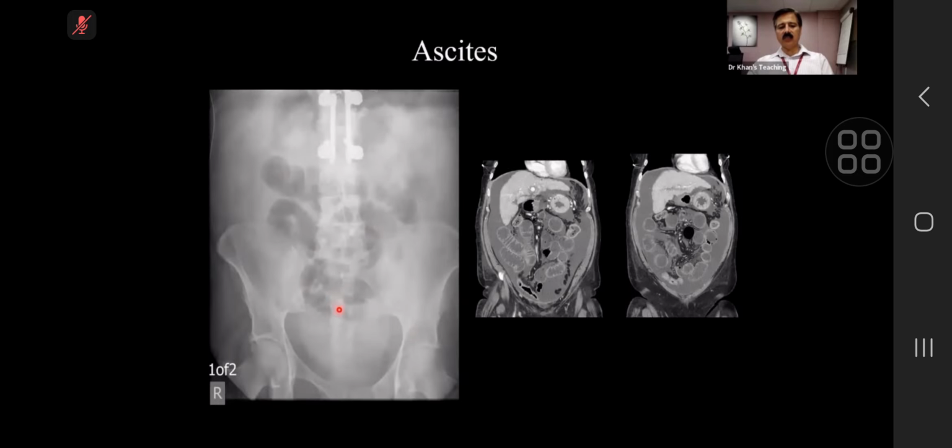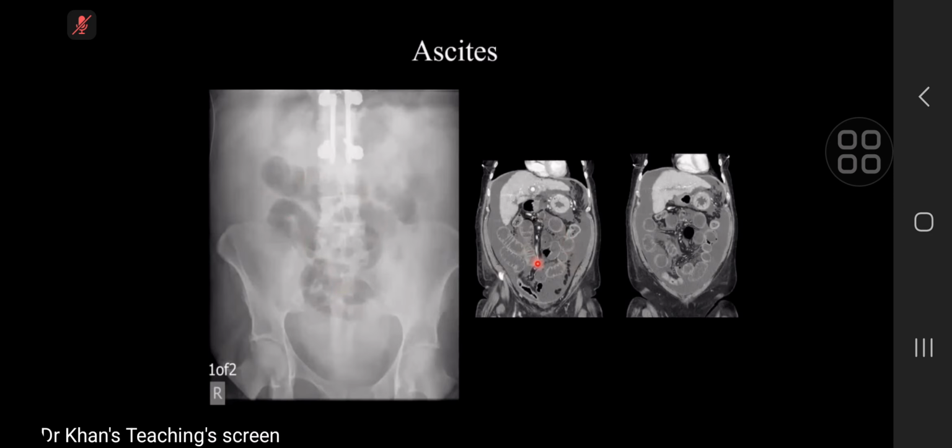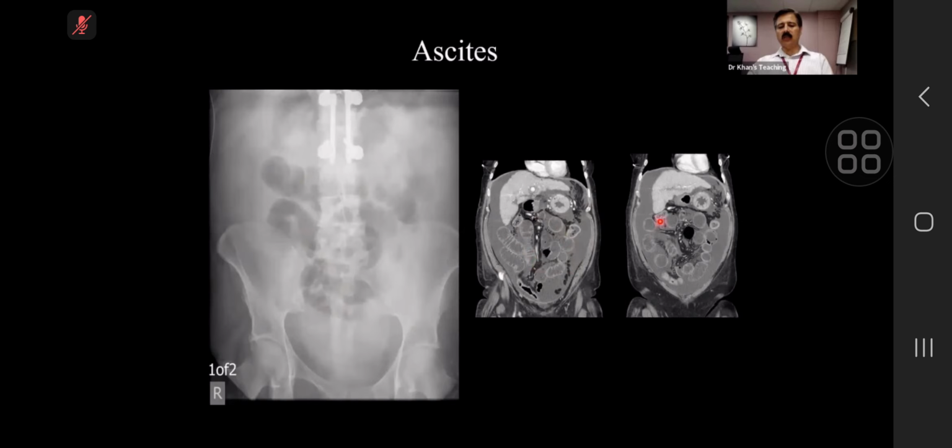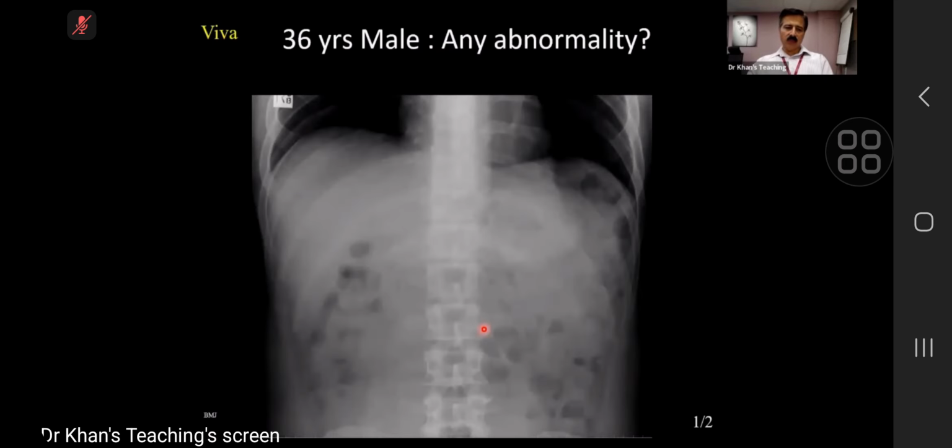This is another case where small bowel loops are here in the center. And this CT scan tells you what actually happens. There is a lot of ascites and these loops are in the center. So I'm not saying that all cases of ascites will look like this, but you have to remember, as I always say, the eyes see what the mind knows, that this type of ascites can be asked in the exam.